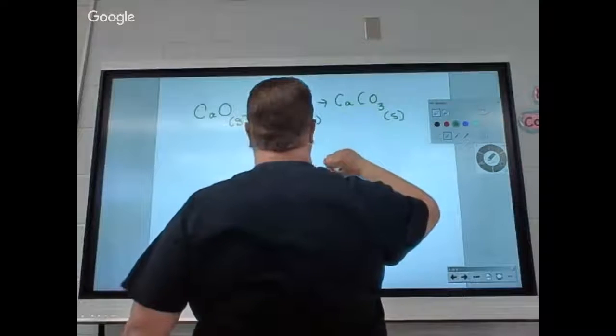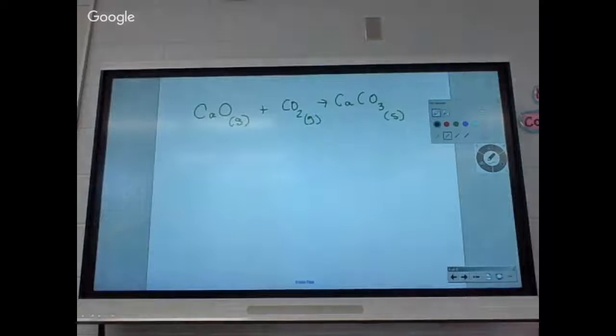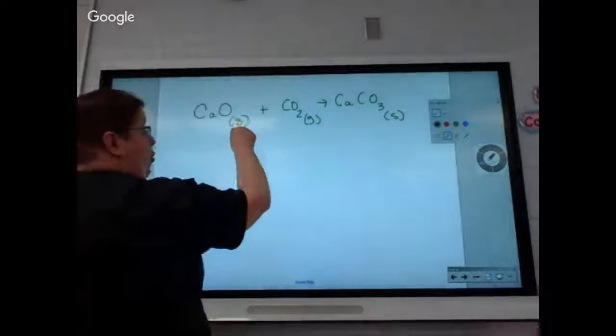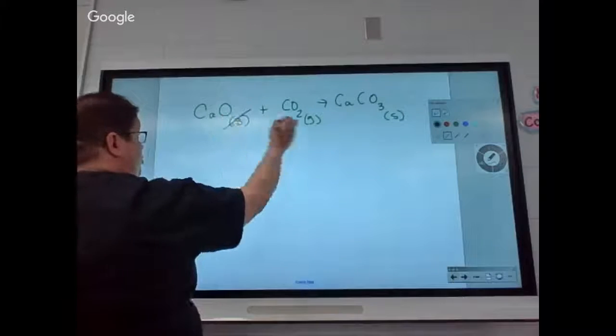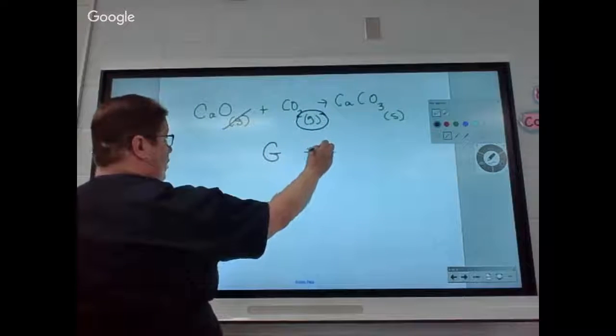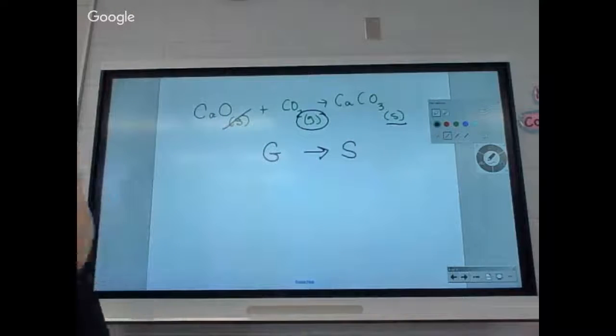Yeah, and that one would already be balanced. All right, so what would happen here? What do you start with on this side? All right, you have a solid, but is that important? No, because you start with what here? Got a gas, and it changes into a what? Into a solid. All right, so what's happening there?